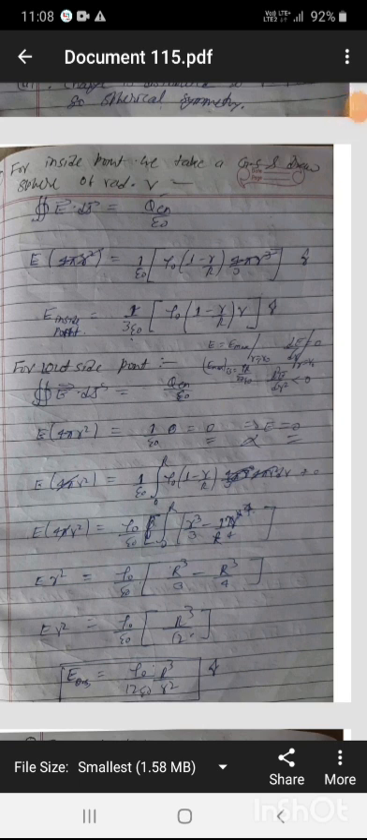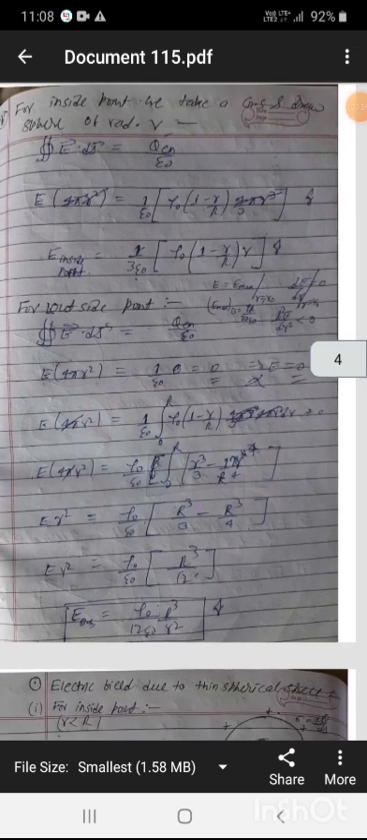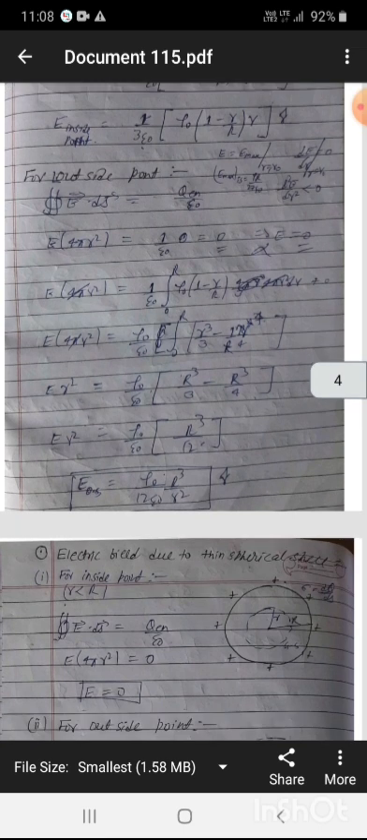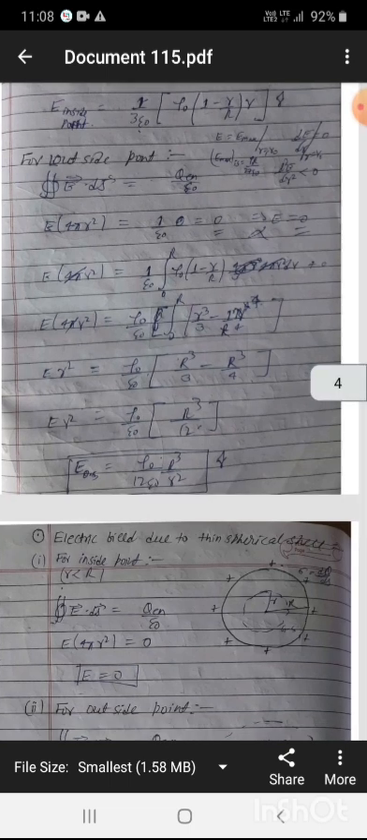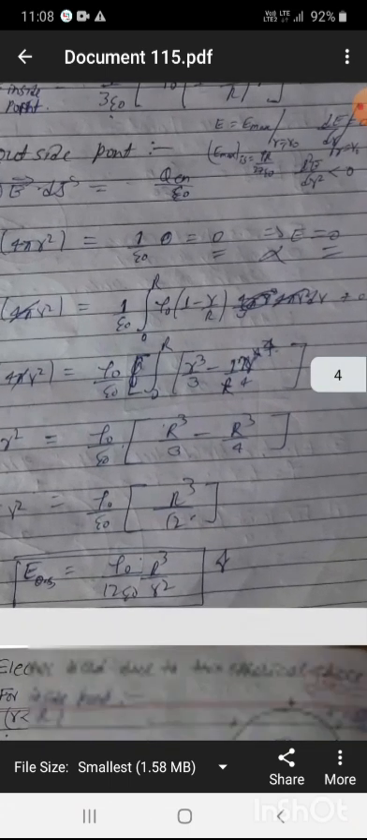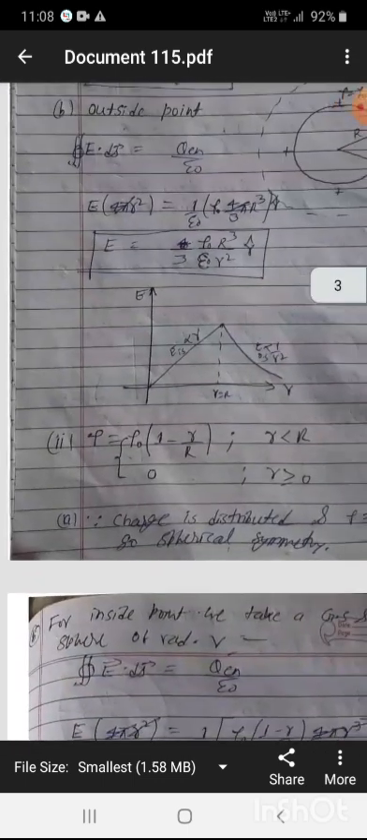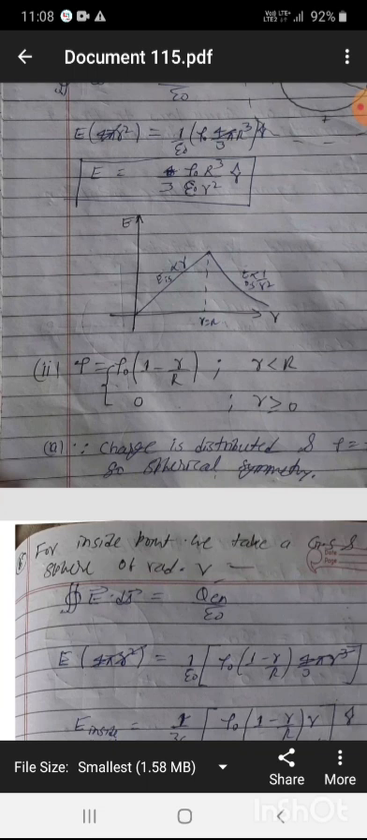So upon further solving we get E equal to 1 by 3 epsilon naught into rho naught into (1 minus small r by capital R) into small r, and once again it is pointing radially outward. Now similarly for outside point we get E dot ds equal to q enclosed by epsilon naught. So E into 4 pi r square equal to 1 by epsilon naught. Now remember here, see it very nicely. Many people can say that outside electric field would be 0, rather charge would be 0 because density is 0 for r greater than R.